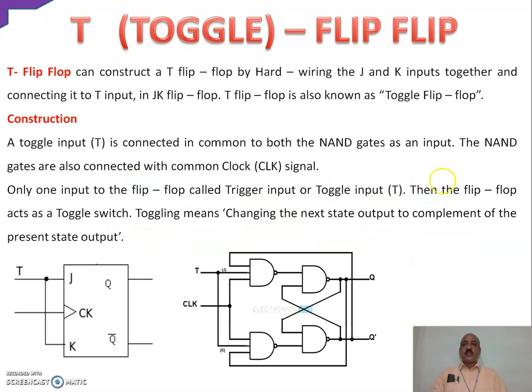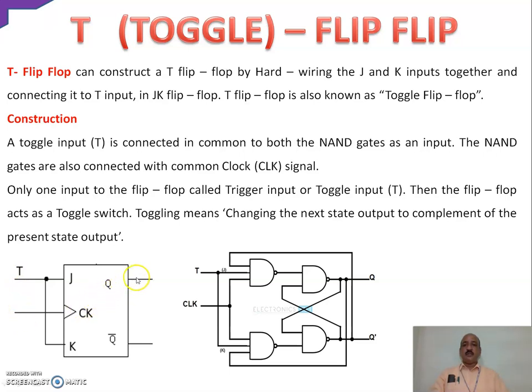T flip-flop, we can call it a toggle flip-flop. Here is a block diagram of a T flip-flop and here is a logic diagram of a T flip-flop. It can be constructed with the help of a JK flip-flop. The J input and the K input are connected to each other, and we can call that a T input, and the other input is the clock input.